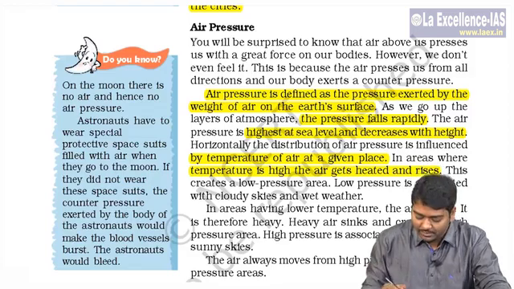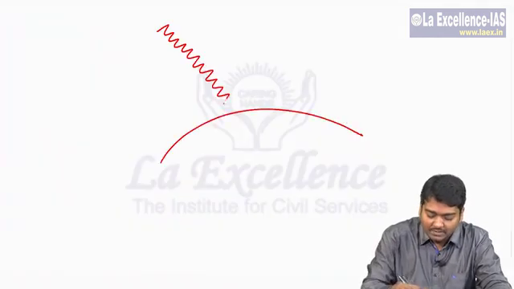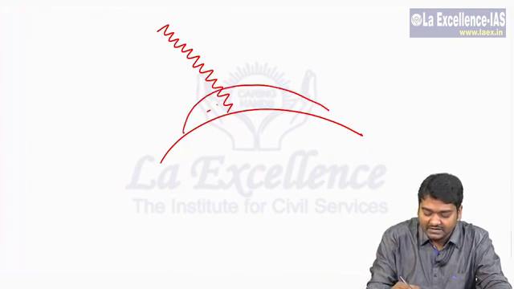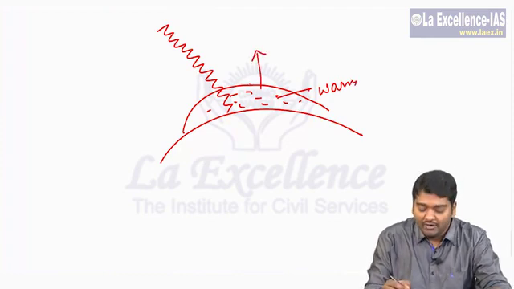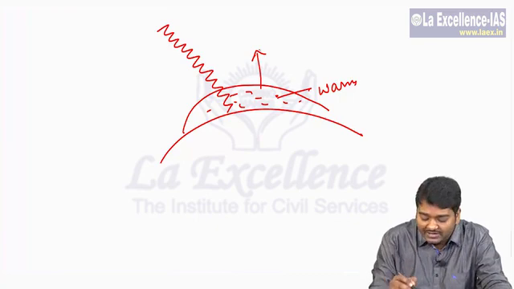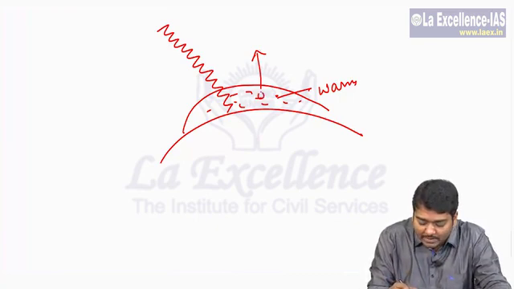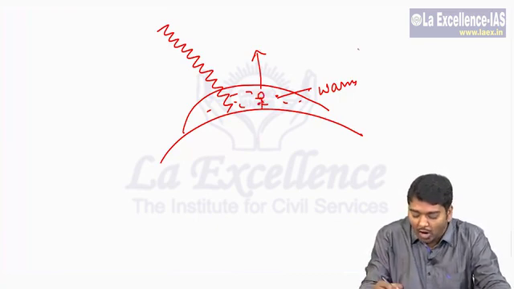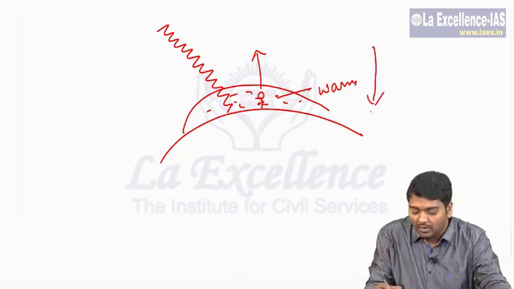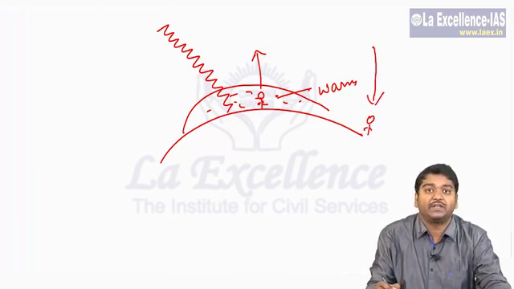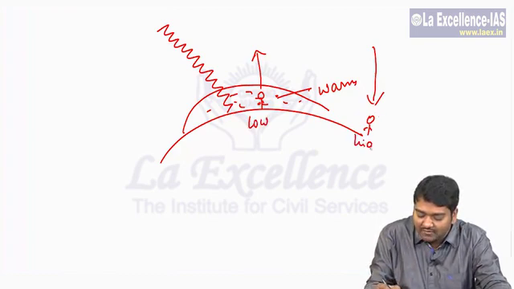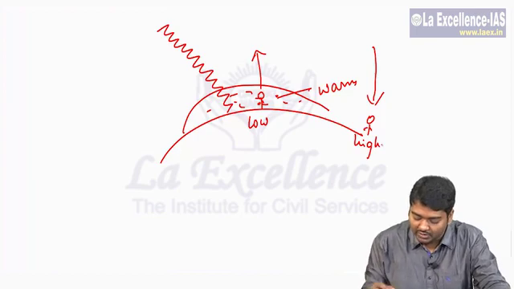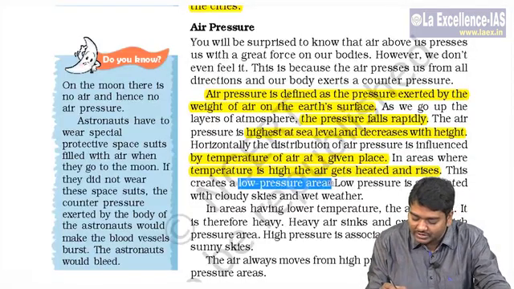Correct? For example, if you have atmosphere, the sun's rays are heating this particular air, it became warm, it rises. Now, when the air rises above, will there be more pressure on a person who is standing here, or if the air is coming below and a person is standing, will he experience more pressure? Obviously, here you find low pressure, here you have high pressure. This is what they are talking about here, it creates a low pressure area.